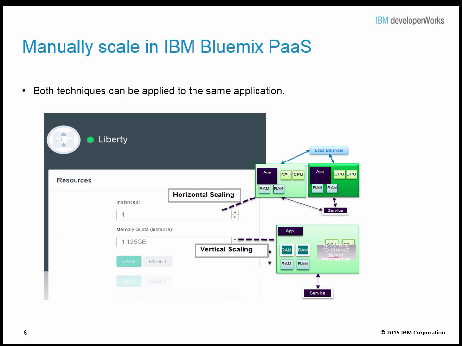The IBM Bluemix Web UI dashboard and command line support both vertical and horizontal scaling, through increasing the amount of memory and increasing the number of instances of an application runtime.